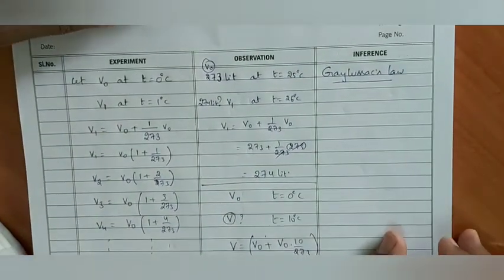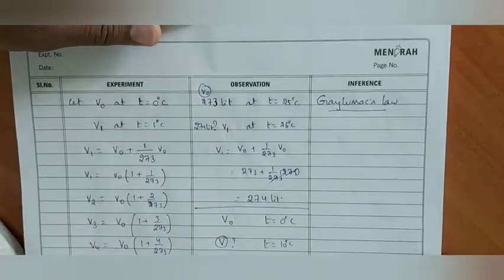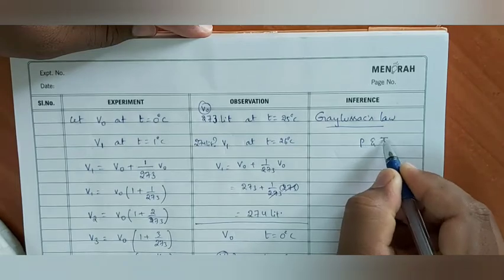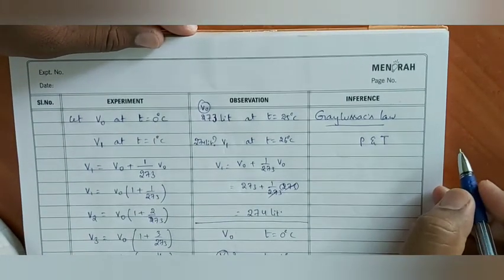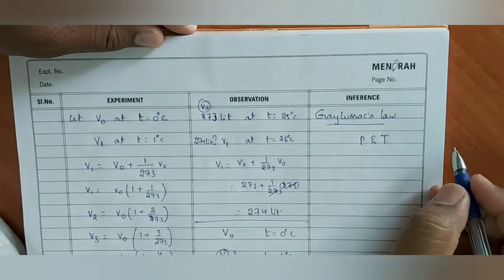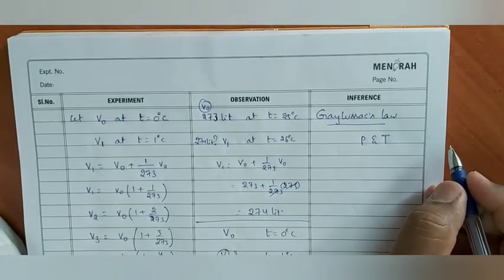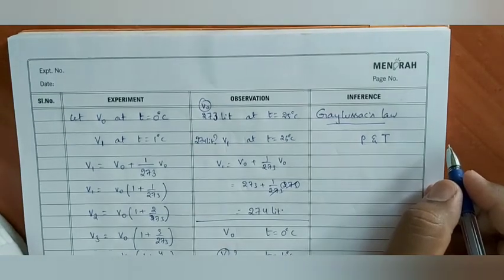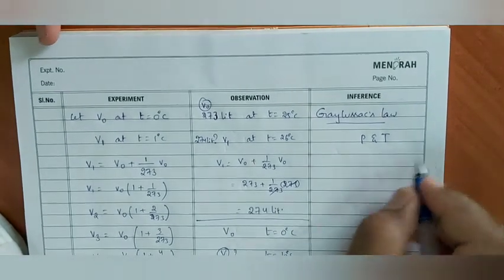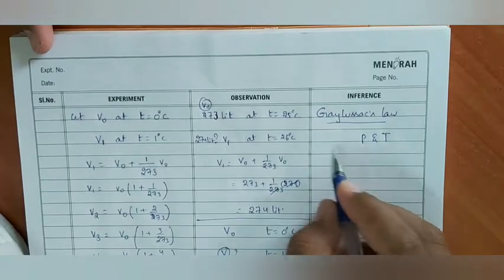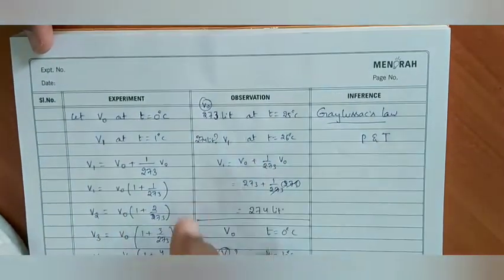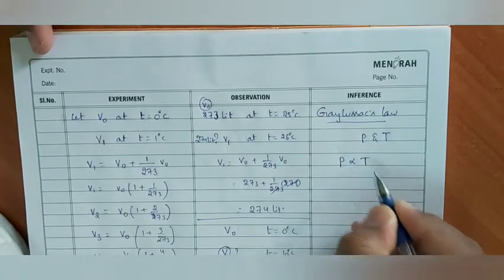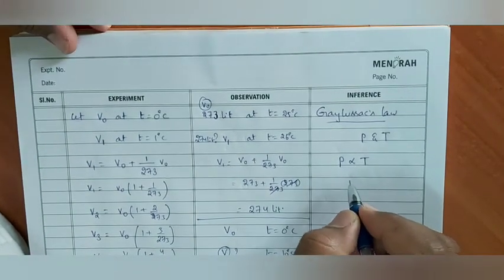Okay, now let us see what about Gay-Lussac's law. Gay-Lussac's law is the relation between pressure and temperature at constant volume and amount of gas. Same relation like Charles' law, P is directly proportional to temperature.